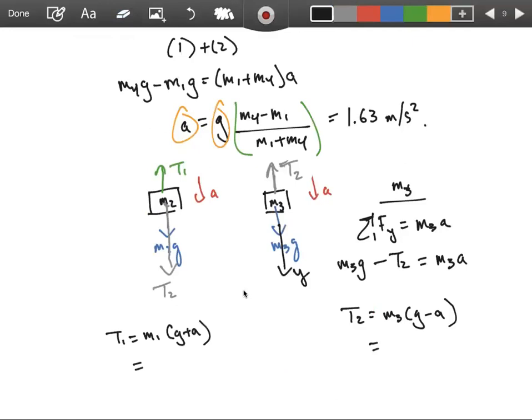So pulling in my numbers, what I find in this case then is T1 works out to be 57.15 newtons, and then T2 is going to be only 25.51 newtons. Now, just before we move on, let's just make sure that makes sense.